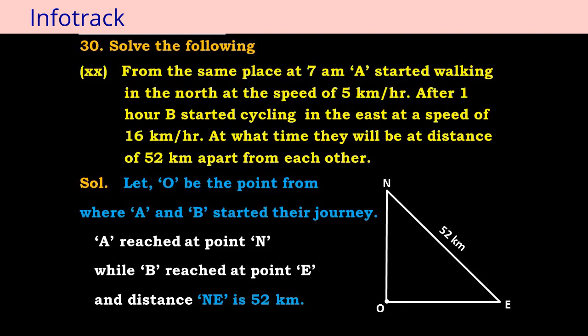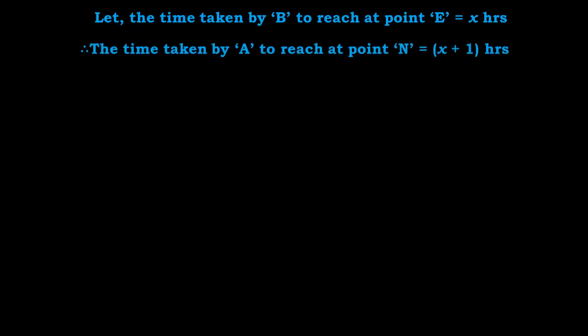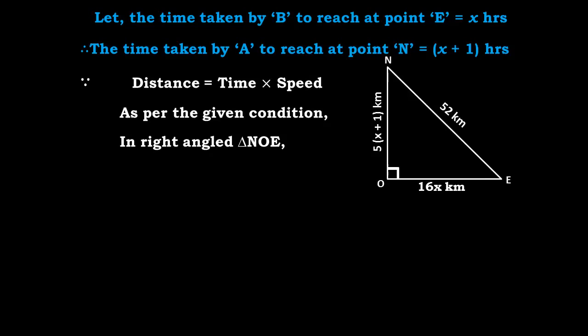See, the speed of A is given as 5 km per hour and the speed of B is given as 16 km per hour. So we can calculate the distance. So let the time taken by B to reach point E be x hours and by A be x plus 1 hours. So distance is equal to speed into time. So as per the given condition in the right angle triangle, see, the distance traveled by A will become 5 into x plus 1 and the distance covered by B will become 16x km.